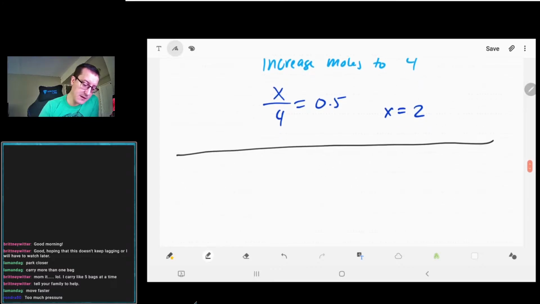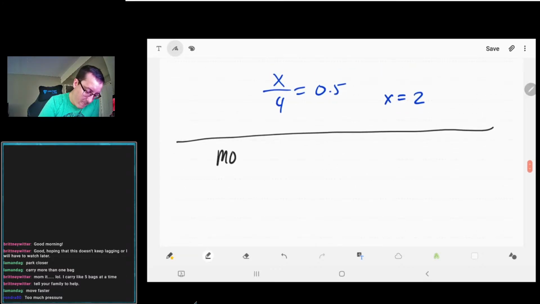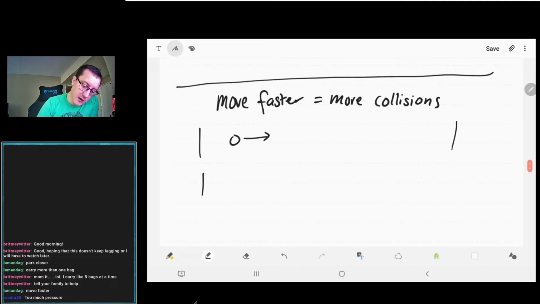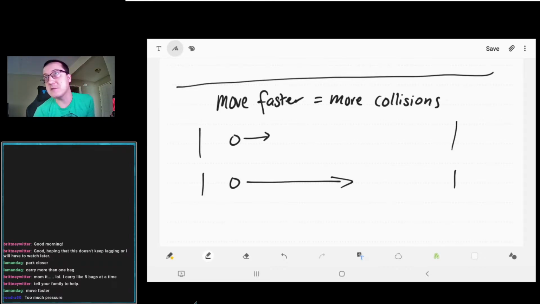Alrighty, last one was temperature. And so we're going to see here that we can relate temperature as well. So if we have this one that's moving sluggishly along versus this one that's zipping along, of course the one that's moving faster is going to hit the wall more frequently. Right? So frequency is related to time, and time is related to speed. So it's just going to bonk between those walls more often. So more pressure.